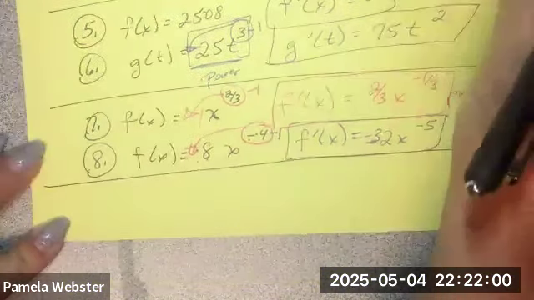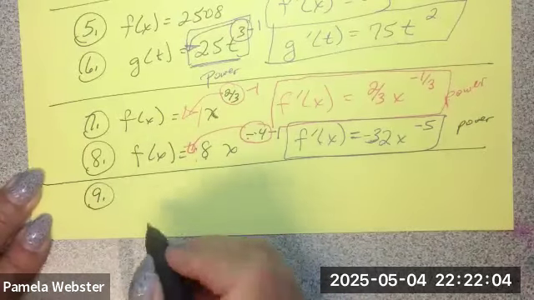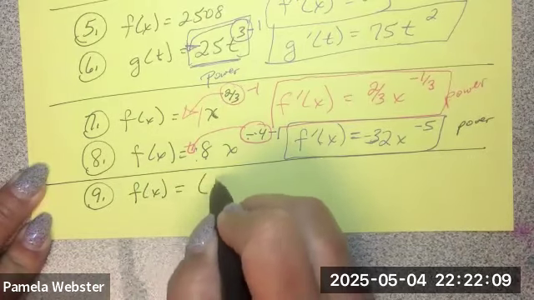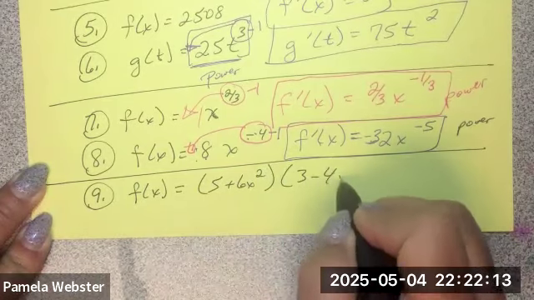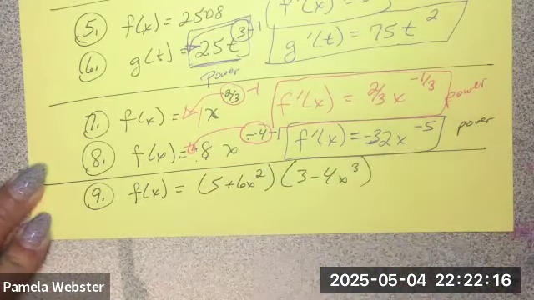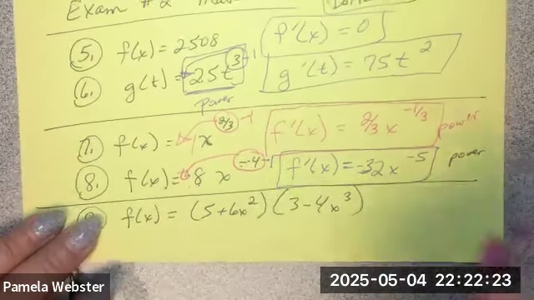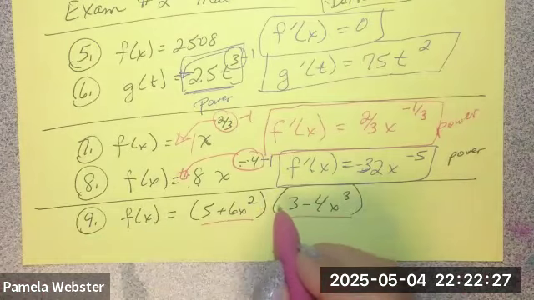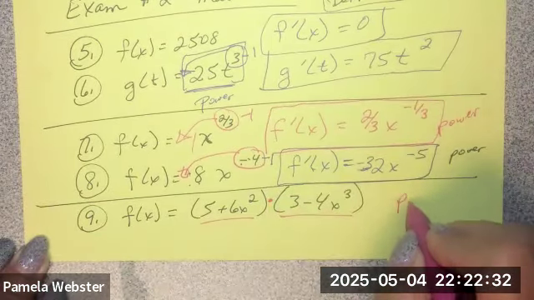Okay. And then I decided to be a little more mean. So here we go. Find the derivative when f of x equals 5 plus 6x squared times 3 minus 4x to the third. All right. This is not a pretty power rule, right? What is this? This is a polynomial here and a polynomial here. And what's going on with them? They're being multiplied. So what rule was that?